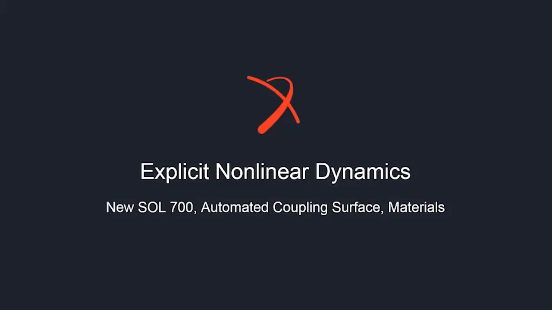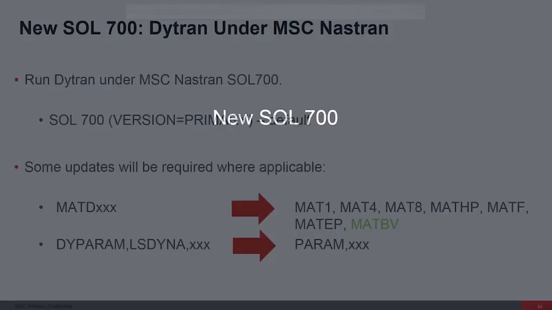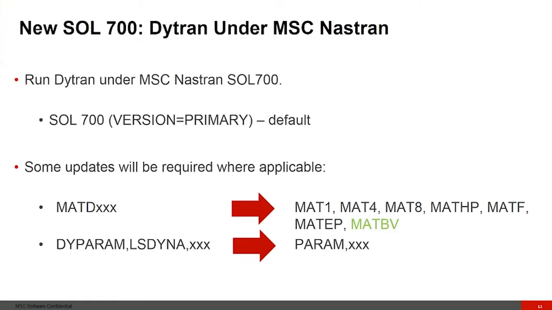In this section, I'm going to be talking about the explicit nonlinear dynamics for our solution 700 and the new features. There has been a change in solution 700 in MSC Nastran 2018. Before, we used to have an LS-DYNA portion for our structural portion, and then a Dytran-based solution 700 for the fluid. Now, because LS-DYNA has stopped their contract with MSC and they've decided not to renew their contract with us, we are utilizing the Dytran technology fully in our solution 700 for MSC Nastran.